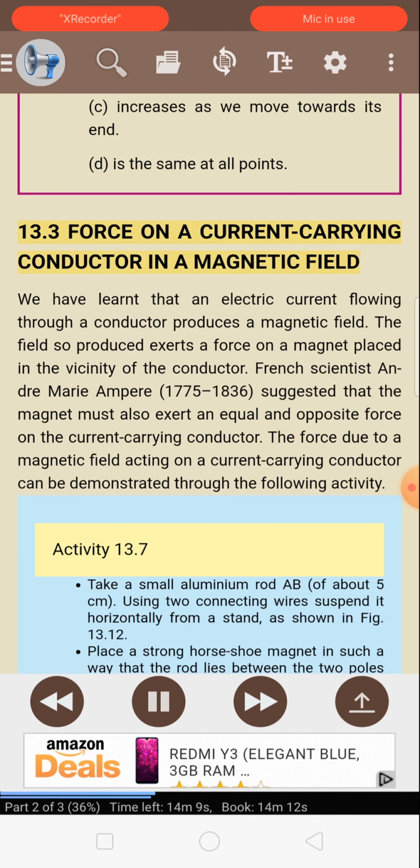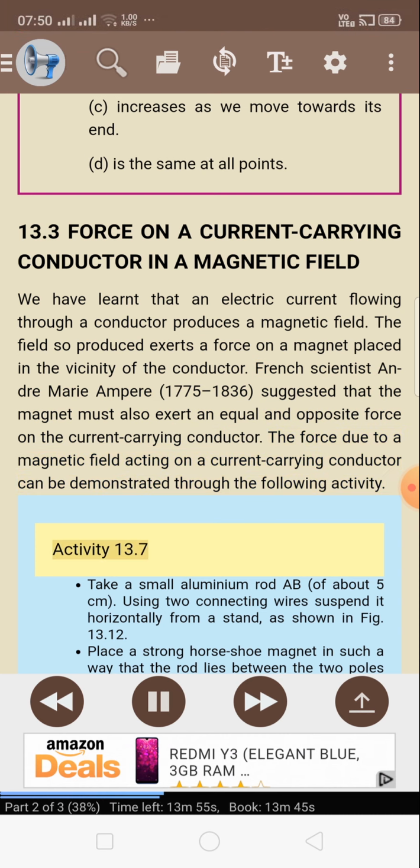13.3 Force on a current carrying conductor in a magnetic field. We have learned that an electric current flowing through a conductor produces a magnetic field. The field so produced exerts a force on a magnet placed in the vicinity of the conductor. French scientist André Marie Ampère, 1775-1836, suggested that the magnet must also exert an equal and opposite force on the current carrying conductor. The force due to a magnetic field acting on a current carrying conductor can be demonstrated through the following activity.